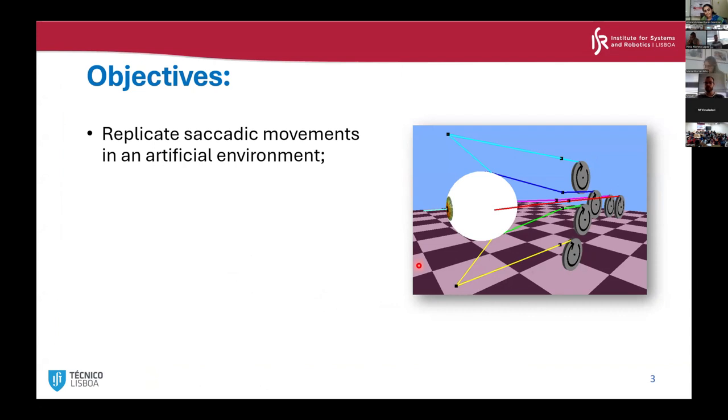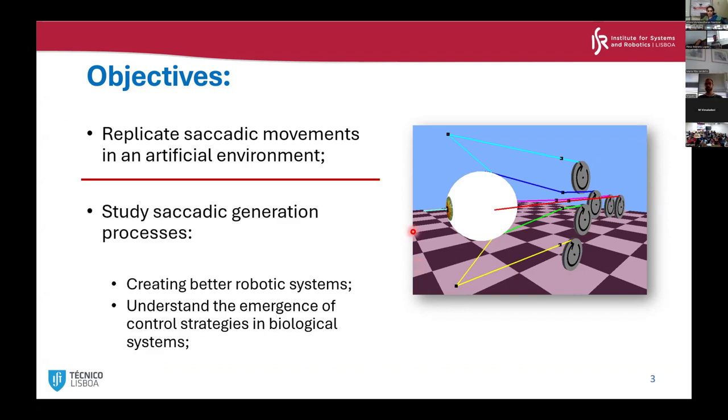Note that this is a 6 degree of freedom model. We believe that by studying how saccadic motions are generated in this virtual environment, we can then use this information to better understand how saccades indeed emerge in the real biological system, and later use this knowledge to create better robotic designs.